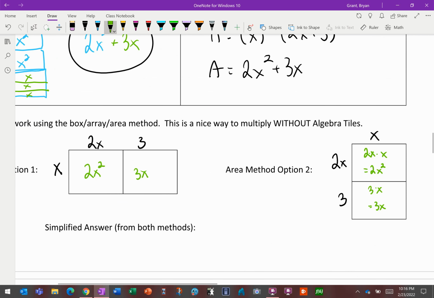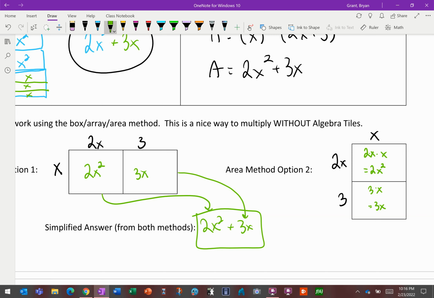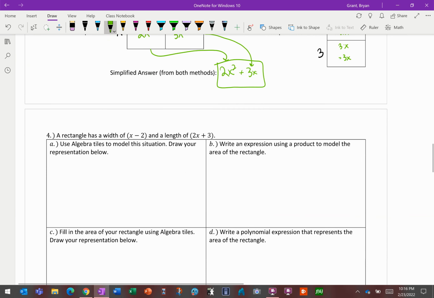Don't forget, though, that's not the final answer. Just like the opener, we take the 2x squared, and we take the 3x. It's positive. We put them next to each other. See if there are any like terms. There aren't, and so we're done. Not bad, right? Let's try one more.